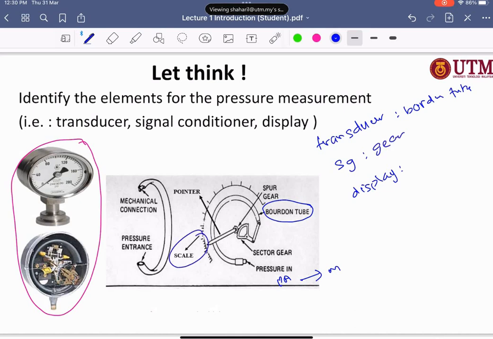Just simple like that. When we talk about instruments, they will have all these things. Your ruler is also an instrument.